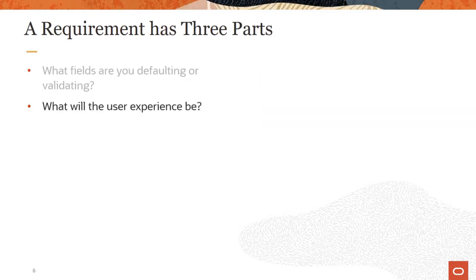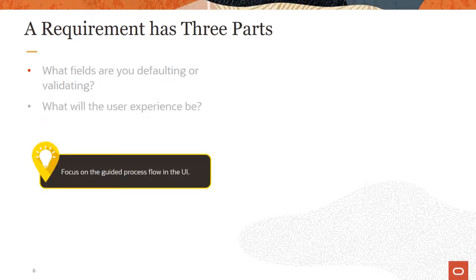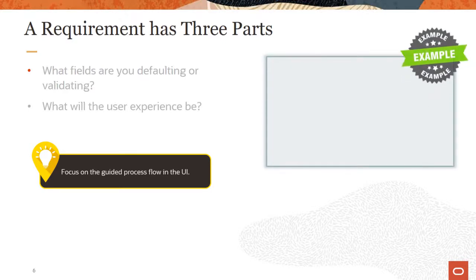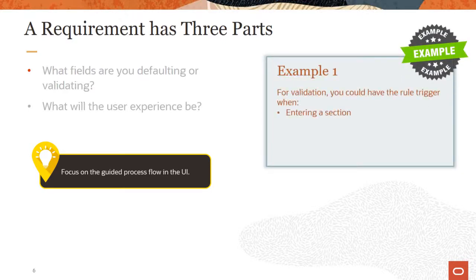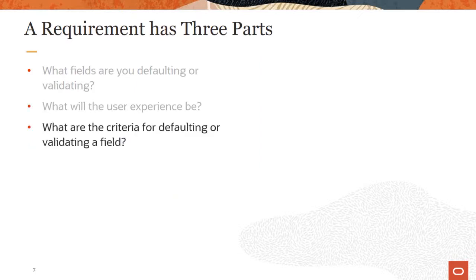The second part of the requirement is to consider the user experience. Here, you should focus on the guided process flow in the UI. For validation, you can have the rule trigger when entering a section, tabbing out of a field, exiting a section, or clicking the Submit button. When you decide what the user experience should be for the rule, you'll then know which type of rule you should use.